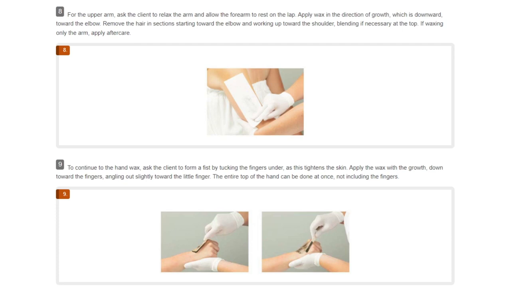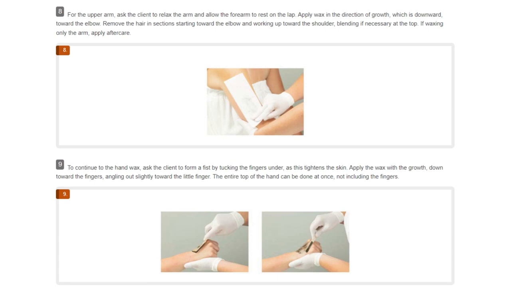8. For the upper arm, ask the client to relax the arm and allow the forearm to rest on the lap. Apply wax in the direction of growth, which is downward toward the elbow. Remove the hair in sections starting toward the elbow and working up toward the shoulder, blending if necessary at the top. If waxing only the arm, apply aftercare.